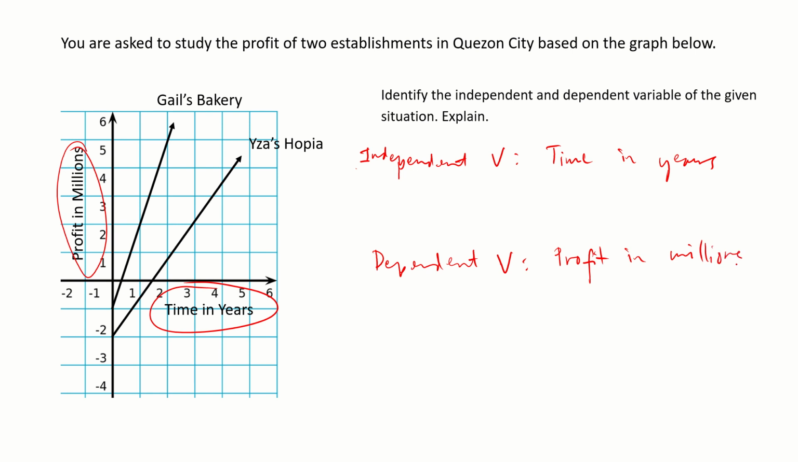If we will be asked to explain what makes an independent and dependent variable different from each other, of course, it's so-called dependent because arriving with the result here would mean it will depend on the time in years. And then the independent variable, which is in our x-axis, that refers to the time.